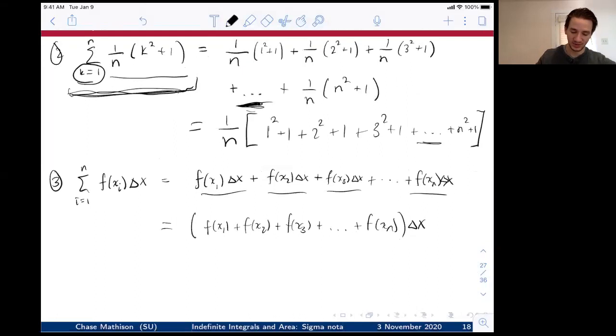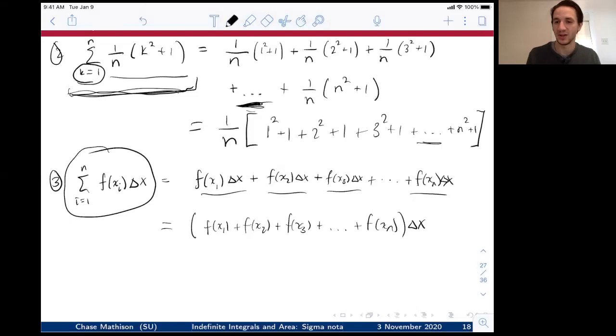But this type of sum, for when we know specifically what f of x and delta x and the xi's actually are, is going to be kind of the most important thing for us for the next couple weeks. We're going to look at what this specific sum looks like and what we can get out of it.